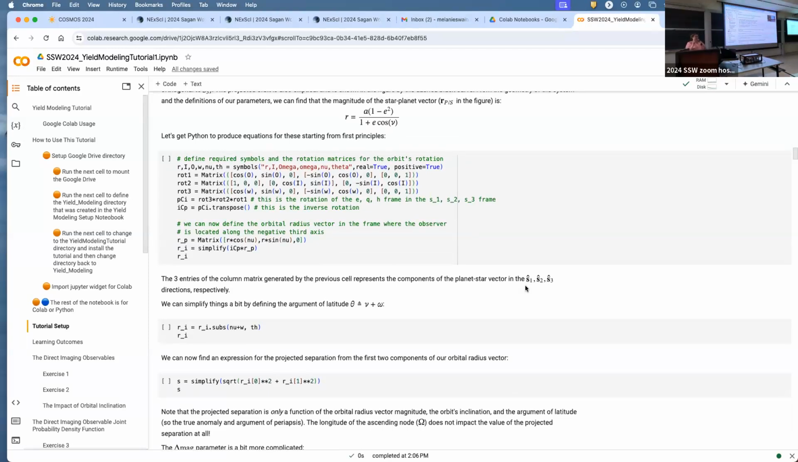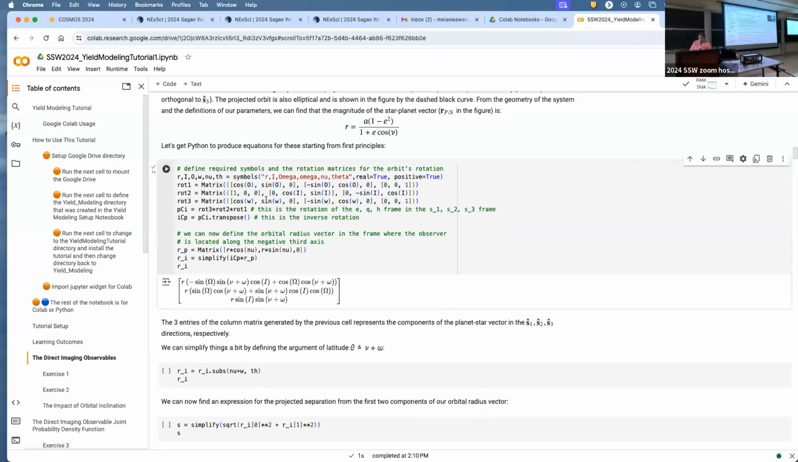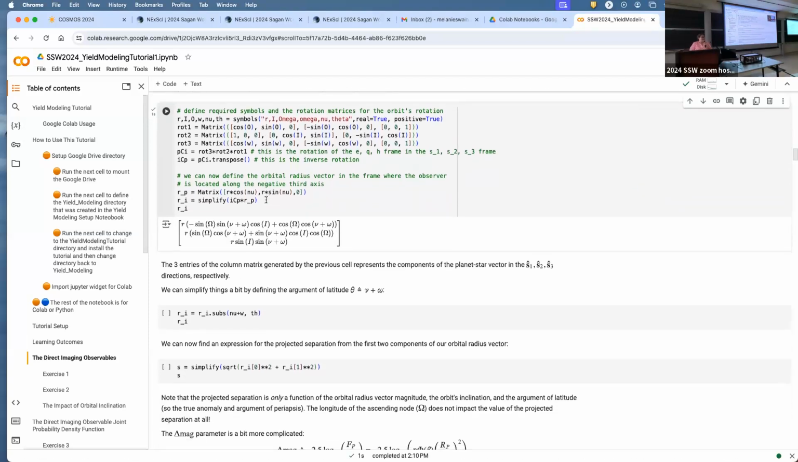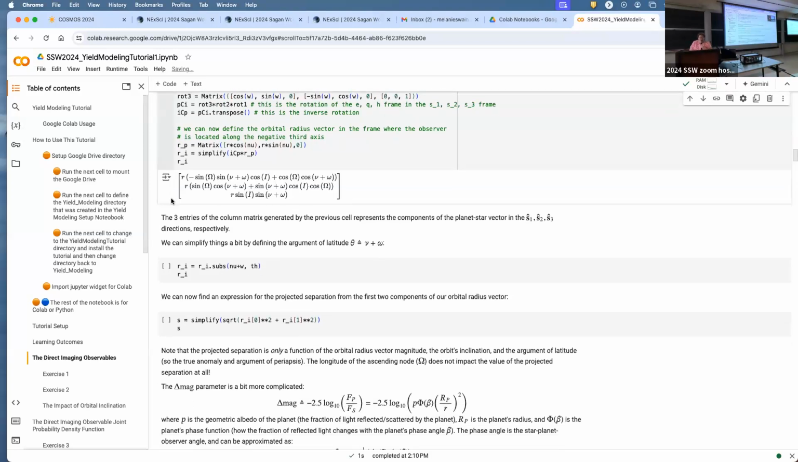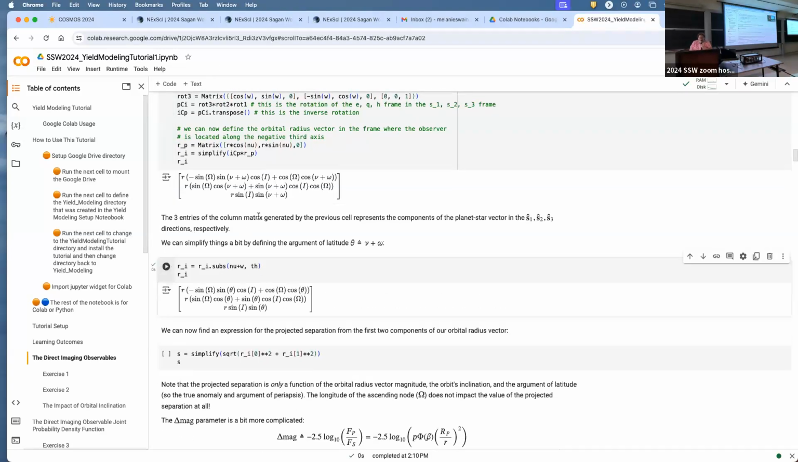So now I'm scrolling down to this first equation. Before we figure out the projection, we want to know what that vector is and how we calculate it. So the first thing that we're going to do is set up how we rotate the planet's orbit. And the clues are here for you guys to work through. So here, I'm going to play this cell. And really what this does is it sets up the equations for rotation. Similarly with the next cell.